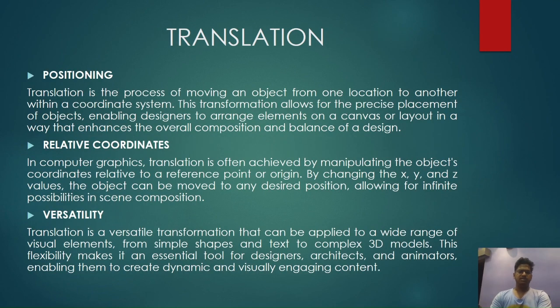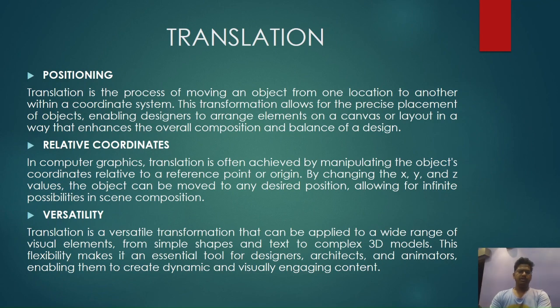So the first is translation. It consists of positioning, relative coordinates, and versatility. So what is positioning? Translation is the process of moving an object from one location to another within a coordinate system. This transformation allows for a precise placement of objects, enabling designers to arrange elements on a canvas or layout in a way that enhances the overall composition and balance of a design.